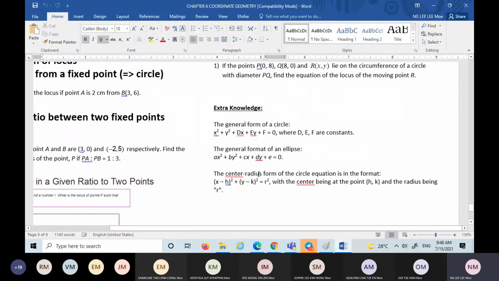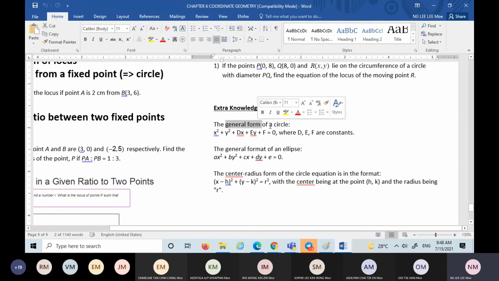Yeah, and then there is another form of circle equation, the center radius form. What's the difference? This is the general form for a circle. This is what we call the center radius form for a circle. Both are circles, but this is the general form and this is the center radius form. If you write it this way, straight away you can read from the equation where the center is and what the radius is.